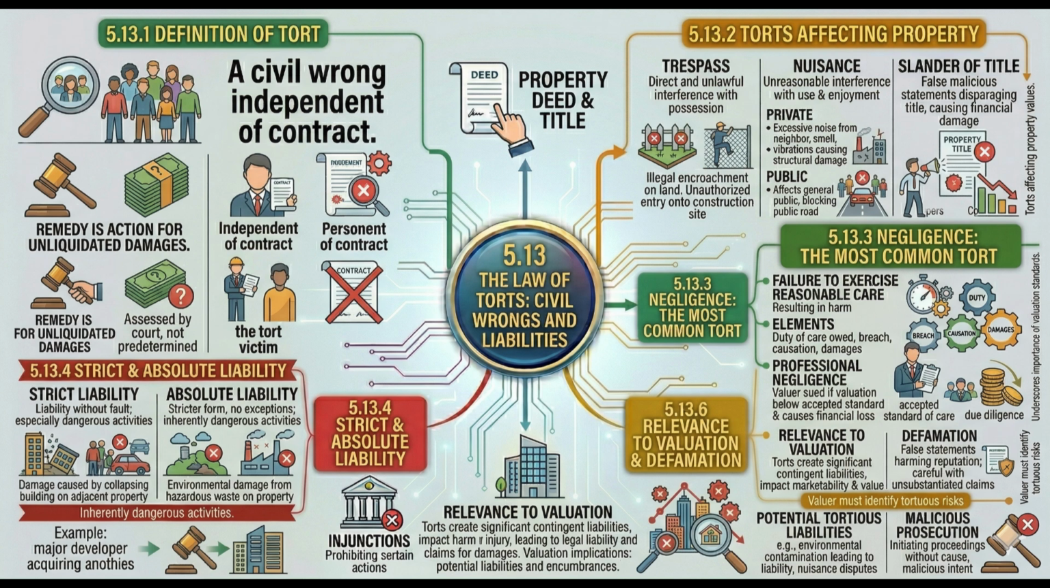So like, if someone causes damage without any contract? Exactly. Example, if construction debris damages neighbor's property, even without contract, it becomes tort. The remedy in tort is unliquidated damages decided by court, not prefixed. So compensation is based on actual loss assessed later? Correct. Now this part looks very relevant.